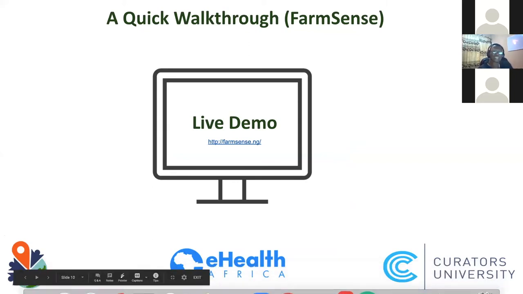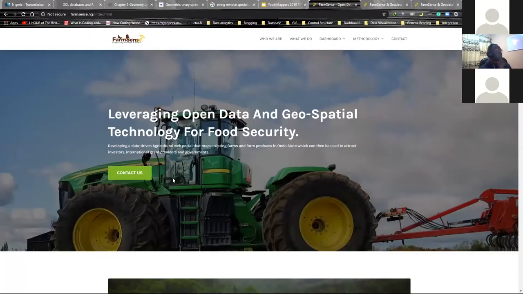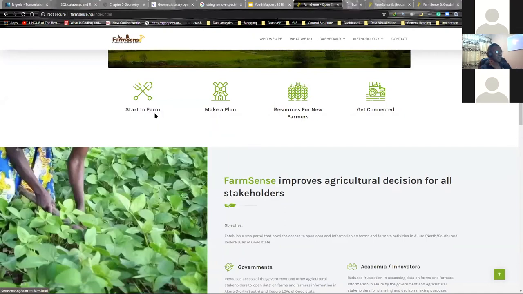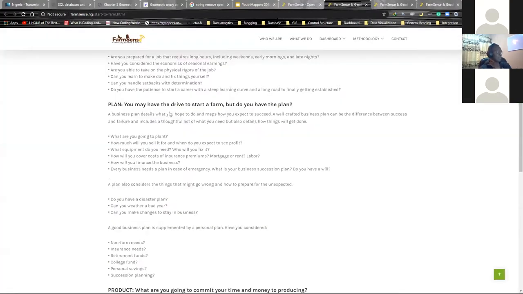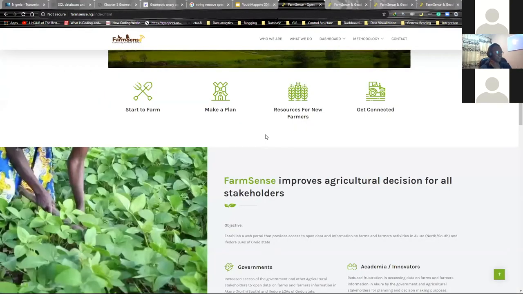Well, so for this demo, I will have to present using my screen, so I'm just going to do it right now. So this is the portal. It's farmsense.ng. Pretty much it has quite some resources to get started in agricultural farming, which includes some important information, plans you may have to drive to start, etc. So it actually has some information about that.